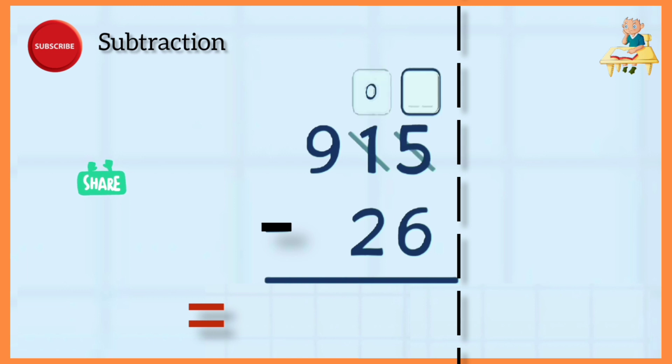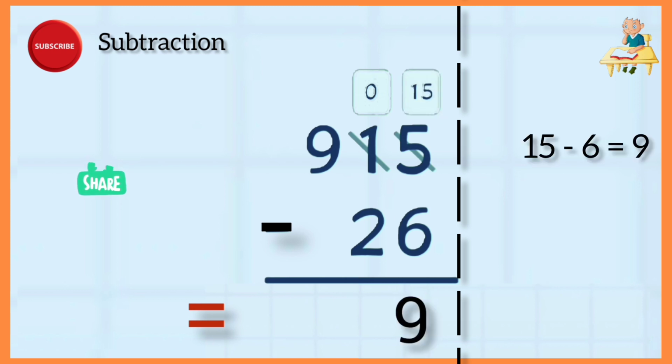915 minus 26. 5 is less than 6. We get 1 from next digit. 5 becomes 15. And 0 is less than 2. We get 1 from next digit, and 0 becomes 10. 10 minus 2 is equal to 8, and 8 is equal to 8.